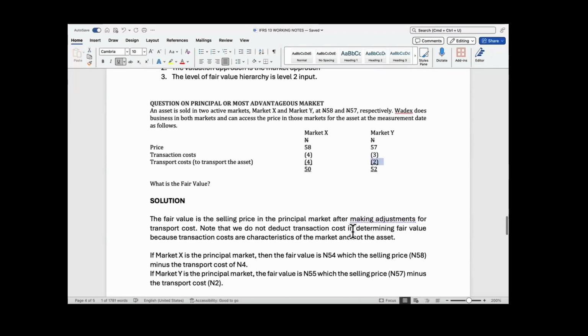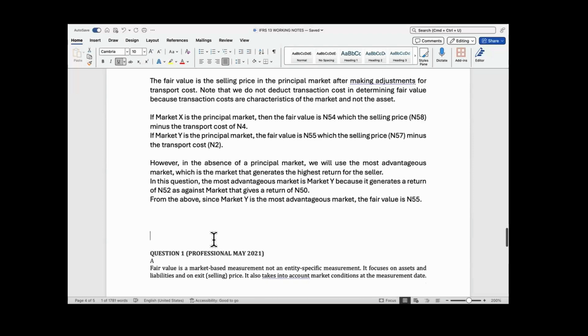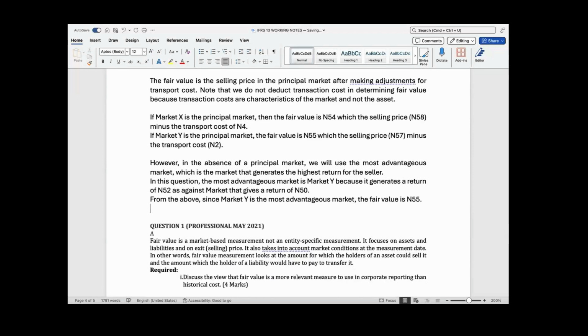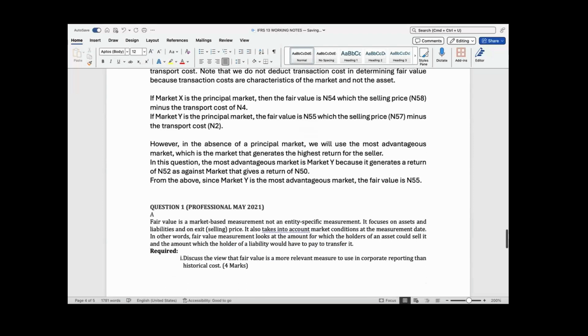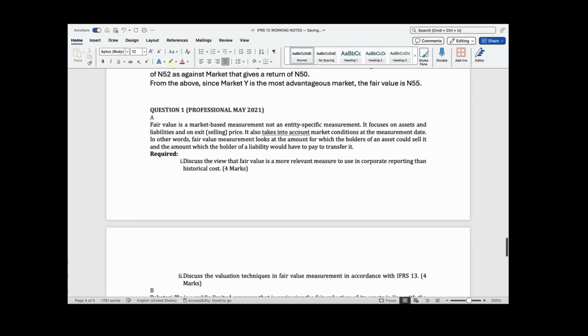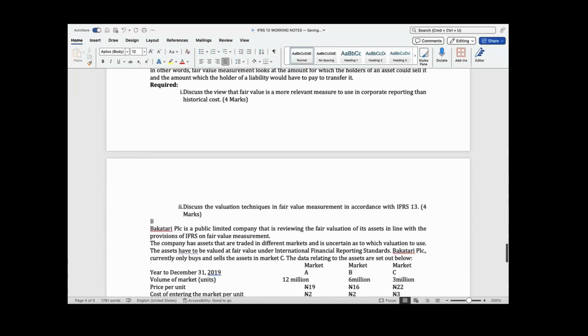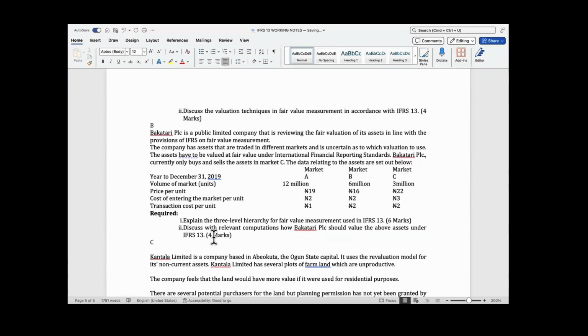Okay, I spent quite a lot of time on this. Now let's solve an actual ICAN past question on this, which is May 2021, and which is the B part here.